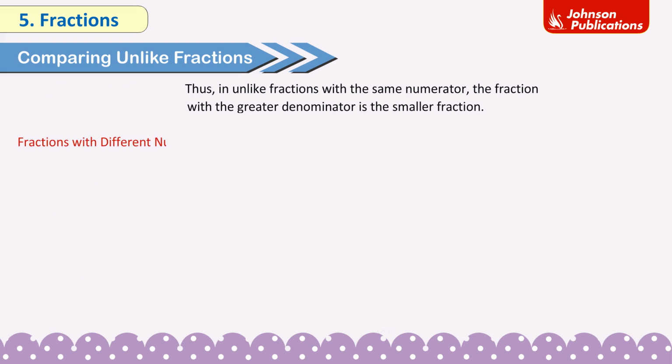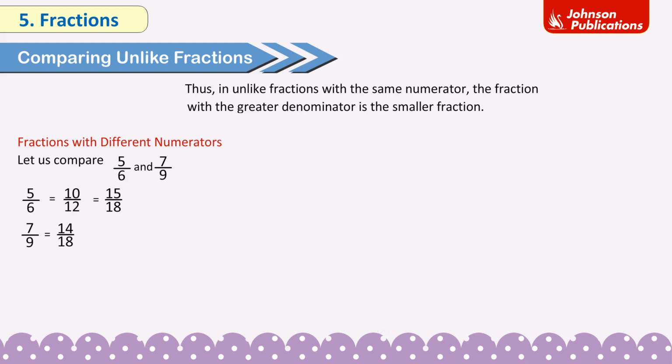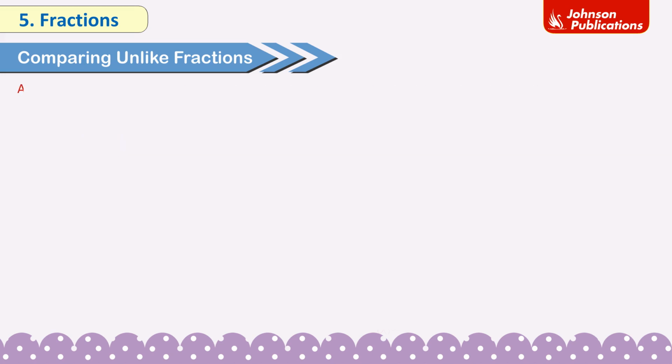Fractions with different numerators. Let us compare 5/6 and 7/9. 5/6 is equal to 10/12, which is equal to 15/18. 7/9 is equal to 14/18. 15/18 is greater than 14/18, or 5/6 is greater than 7/9.